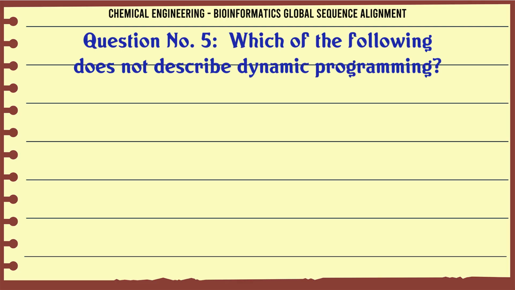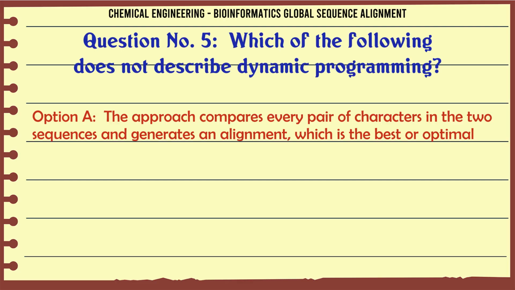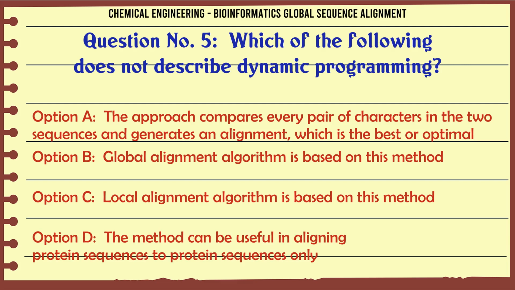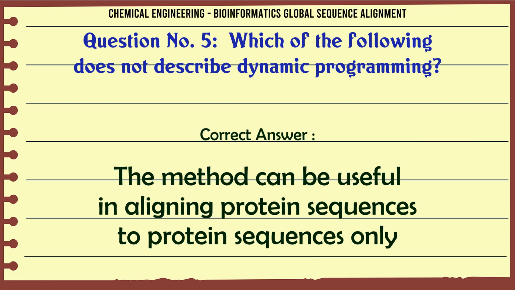Which of the following does not describe dynamic programming? A. The approach compares every pair of characters in the two sequences and generates an alignment which is the best or optimal. B. Global alignment algorithm is based on this method. C. Local alignment algorithm is based on this method. D. The method can be useful in aligning protein sequences to protein sequences only. The correct answer is, the method can be useful in aligning protein sequences to protein sequences only.